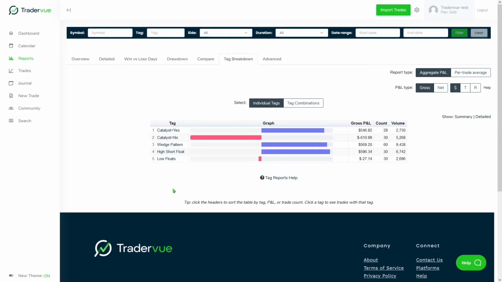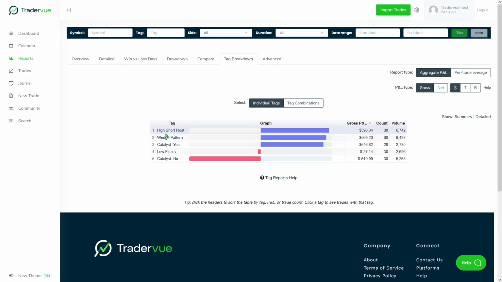But for example, this trader has multiple trades tagged with different criteria. As you can see here, we have catalyst equals yes, catalyst equals no, wedge pattern, which is a type of setup, high short float, and low floats. So one thing that we can do here is sort by gross P&L. And right away we can see that this trader is doing well in high short float trades that have wedge patterns, setups, or formations, and that have a catalyst or news behind them.